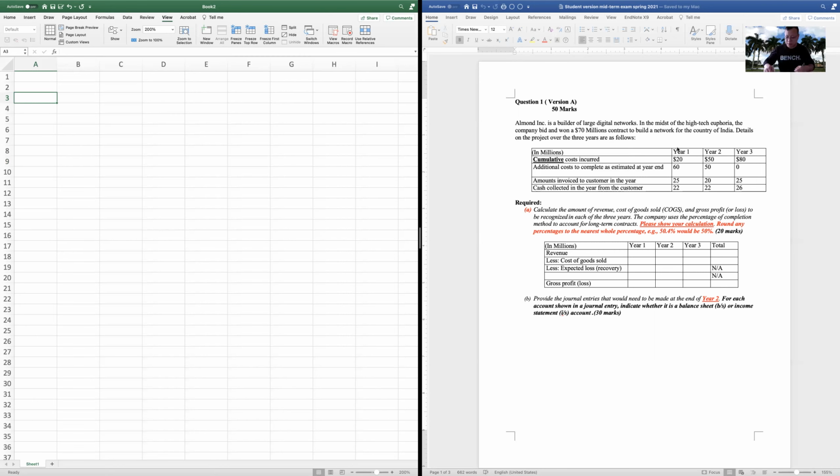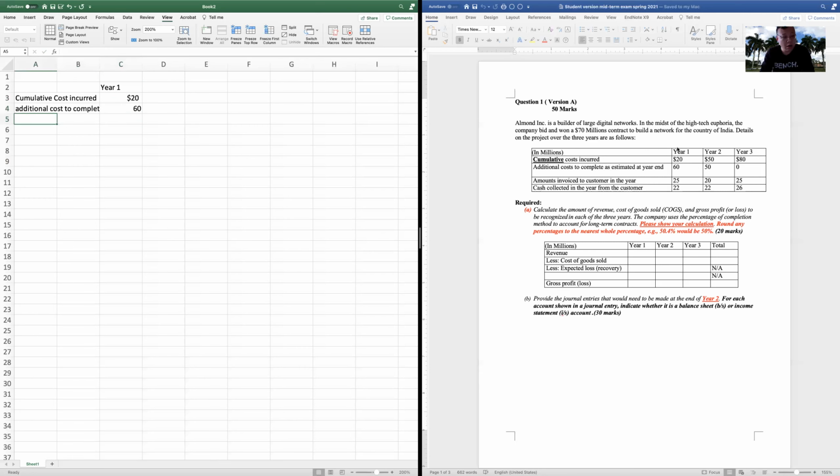Cumulative cost incurred. In the first year, year one, that's 20 million. Additional cost to complete. This one is 60.